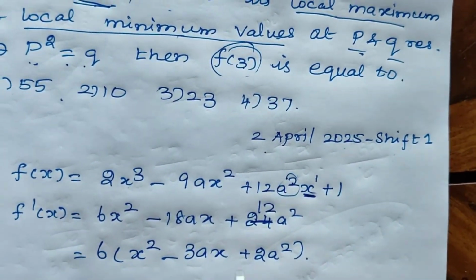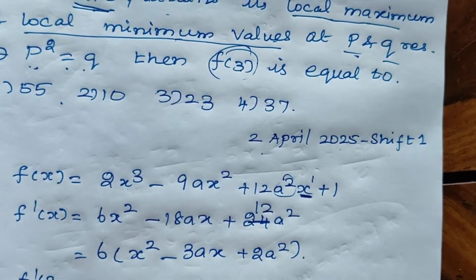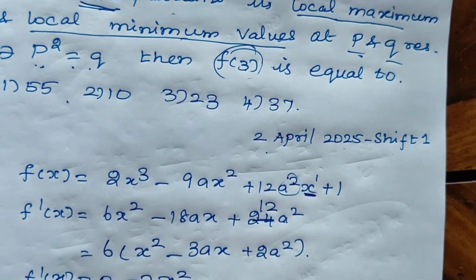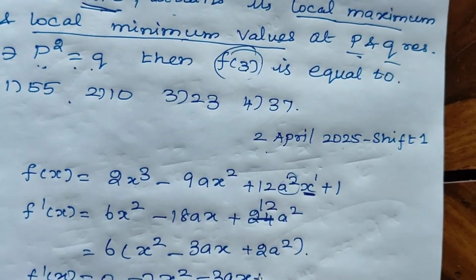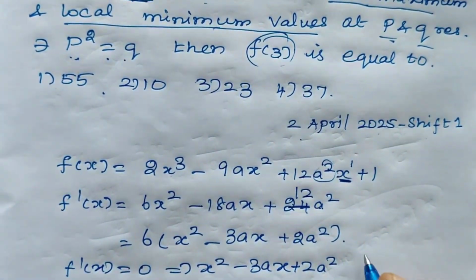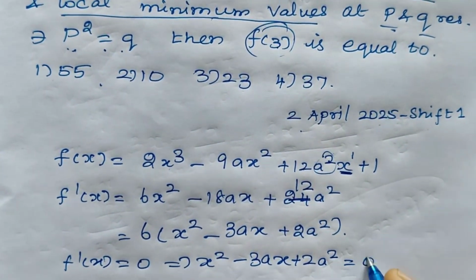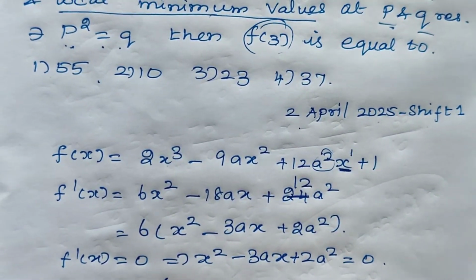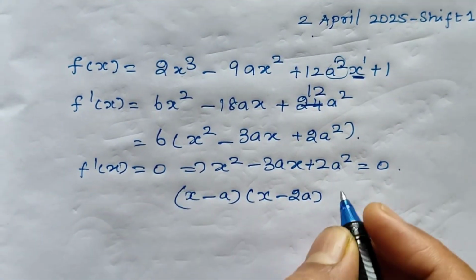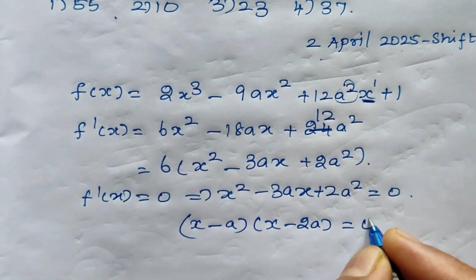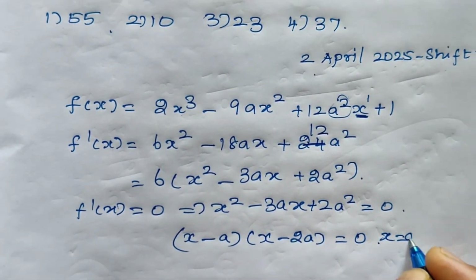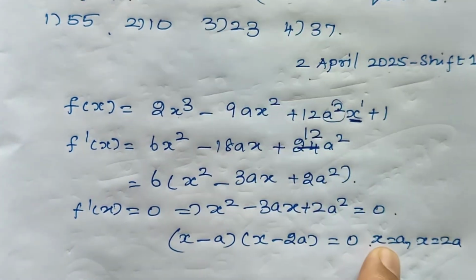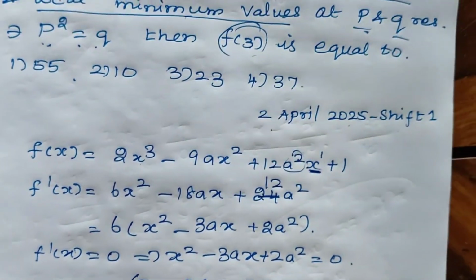So to find the critical points we have to keep f dash of x equal to 0, which implies x square minus 3ax plus 2a square equal to 0. So x minus a, x minus 2a equal to 0. So x equals a and x equals 2a. So here the maximum and minimum points are a and 2a.